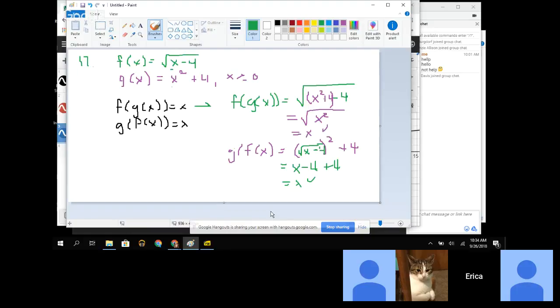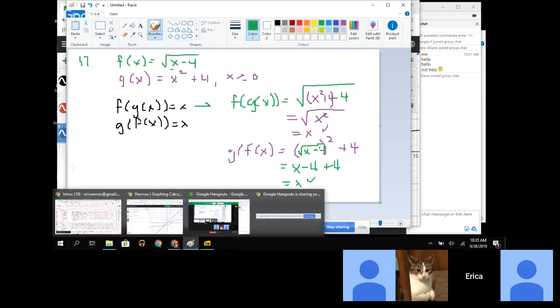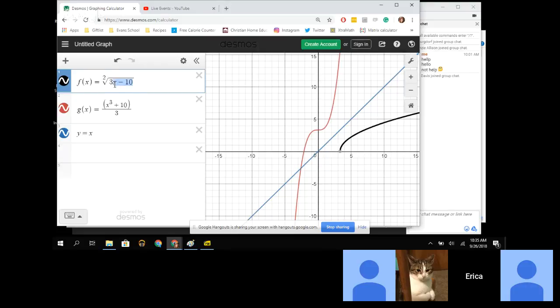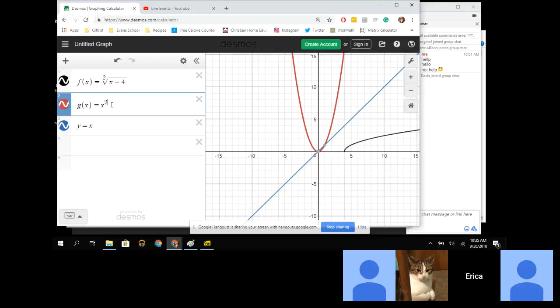Then if I go to Desmos, or my graphing tool, use a graphing utility to graph f and g in the same viewing window. Describe the relationship between the graphs. So my f of x is the square root of x minus 4, and my g of x is x squared plus 4. And then here's my y equals x. So what do you notice about these graphs?